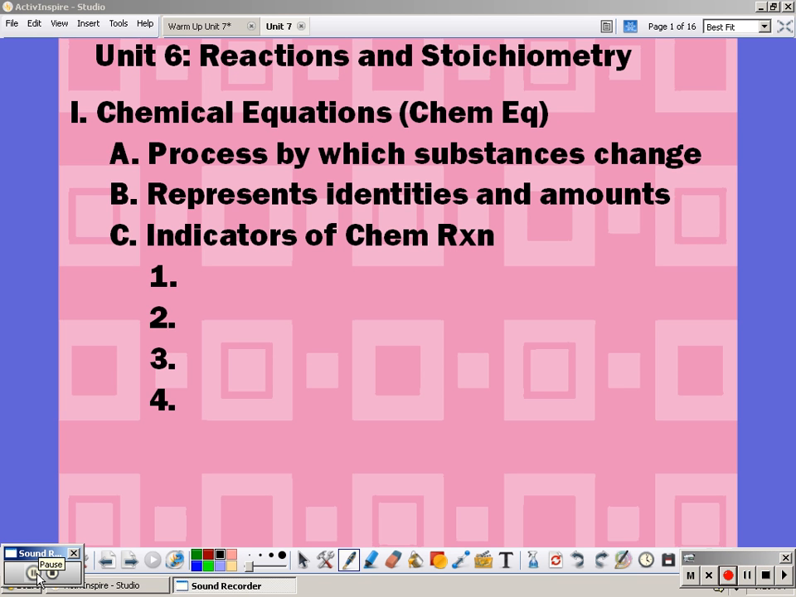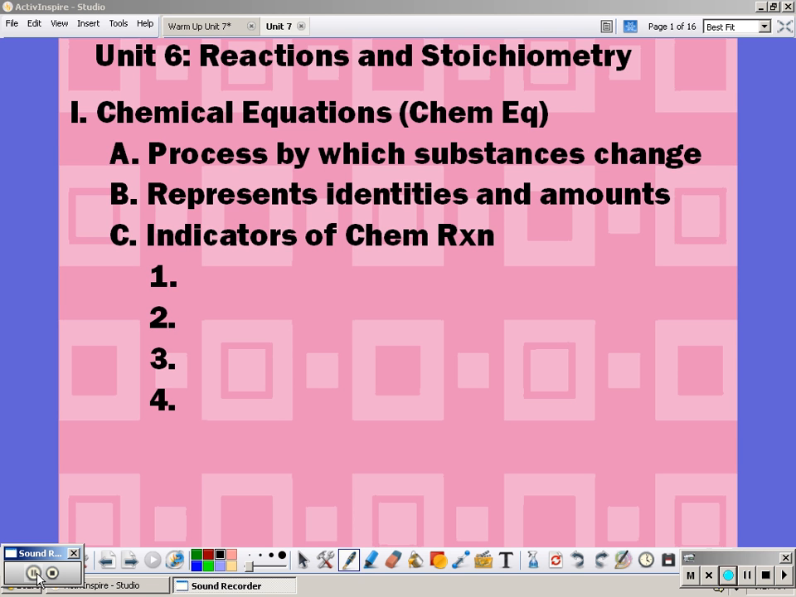Unit 6 is reactions and stoichiometry. So the chemical equations are the process by which substances actually change. It represents the identities and the amounts. So we use formulas and numbers to show who it is and how much of it's being used. Now, it's the process by which substances actually change. So it's a chemical change.